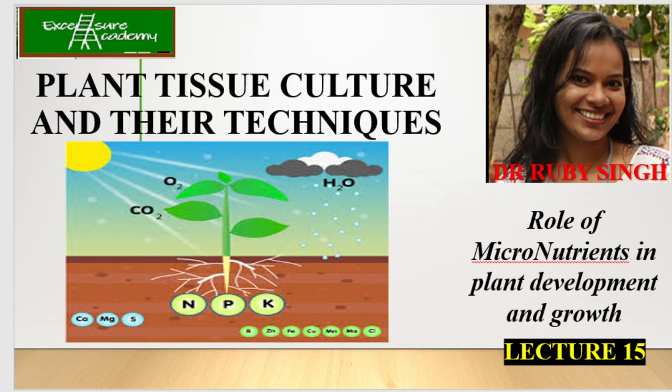So this is another lecture on plant tissue culture and the techniques. In this we are going to talk about the role of micronutrients in plant development and growth. In the previous lecture we talked about the macronutrients, right? In that we already discussed, if you remember, nitrogen, phosphorus, potassium, magnesium, calcium, sulfur. So these were the macronutrients which were required for plant development and growth. Today we are going to talk about the micronutrients.